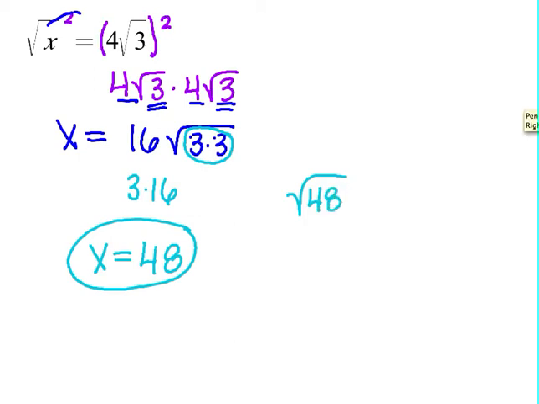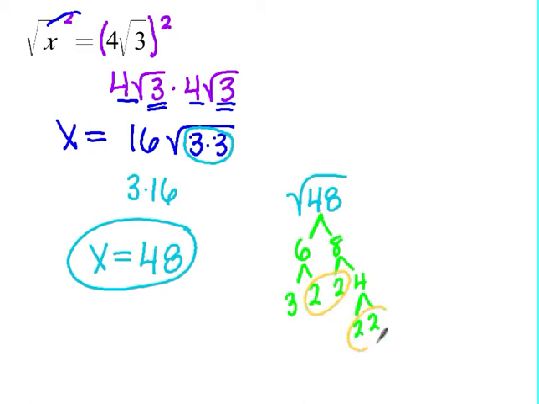So let's break that down. What do I have here? 6 and 8. Okay. 3 and 2. 2 and 4. And then 2 and 2. So let's look for pairs. I have one pair here, one pair here. So really, what do I take out? 2 times 2, which is 4 root 3. It matches. So that is in fact your answer.